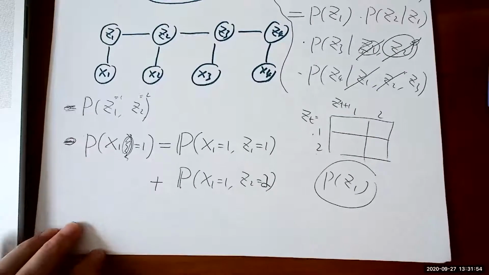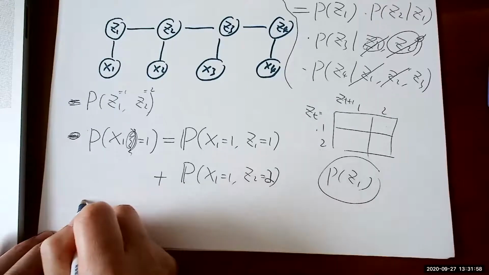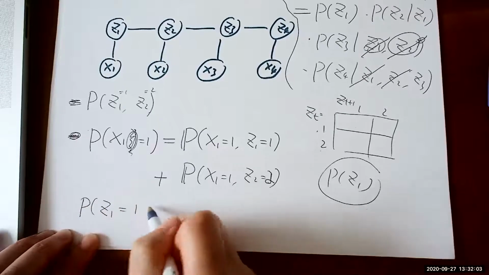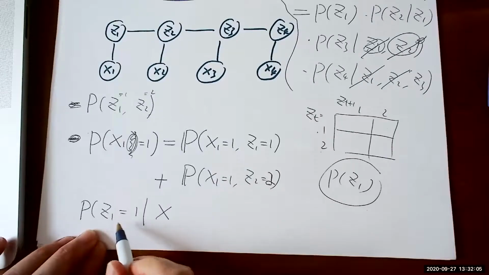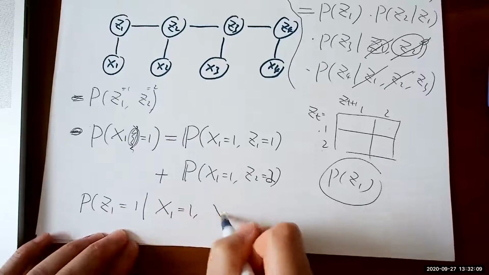Now, a much more difficult problem, the later question is asking you something like, what is the probability of Z1 equal to 1 given X1 equal to 1, X2 equal to 1? I forgot whether this is exactly one of the questions, but it looked like this.